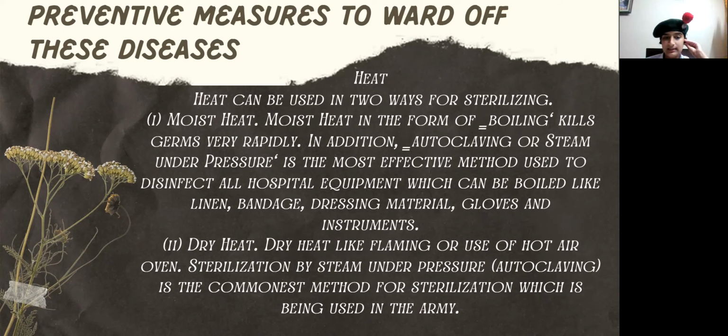Second is dry heat. Dry heat like flaming or use of hot air oven. Sterilization by steam under pressure autoclaving, which is the commonest method for sterilization, which is being used in the army as well, right? So this is another means of disinfection.